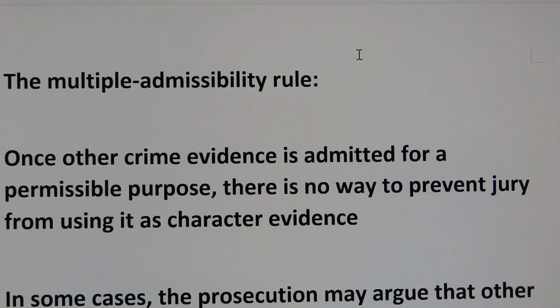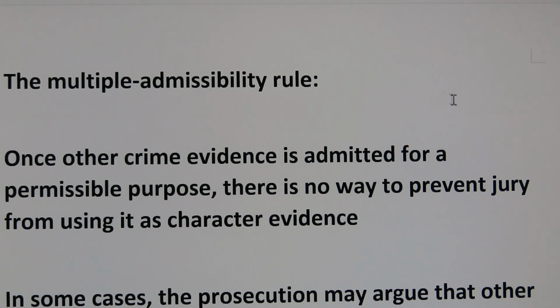But even though that is the case, under this multiple admissibility rule, basically what we are saying is that so long as this other crime evidence is admissible for a permissible purpose, even though this evidence could be used by the jury as character evidence, there is nothing we can do, and we would still admit this evidence. So that is really what we mean by this multiple admissibility rule.